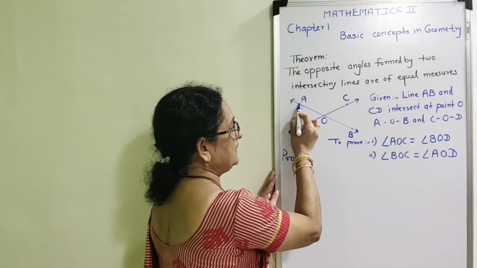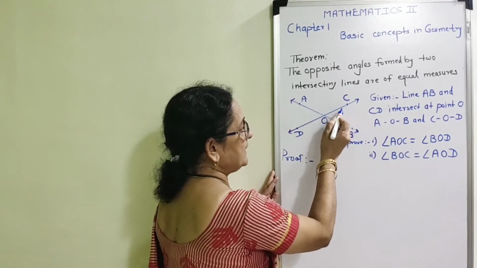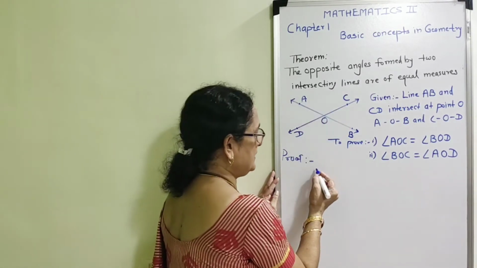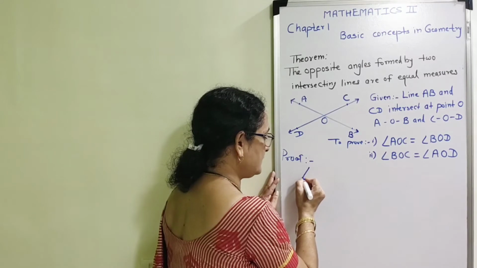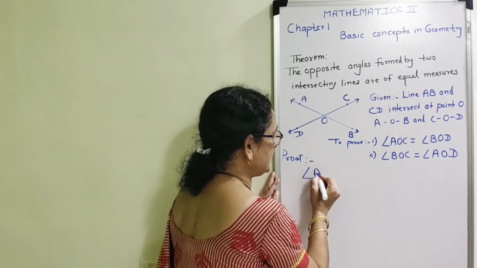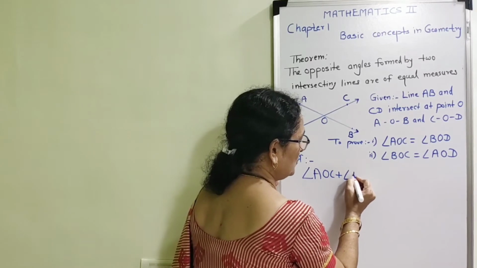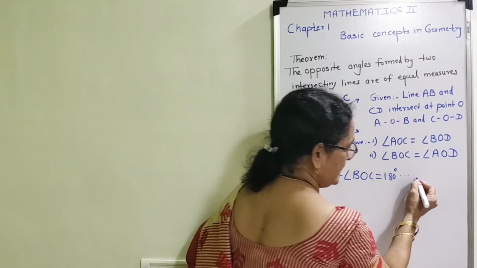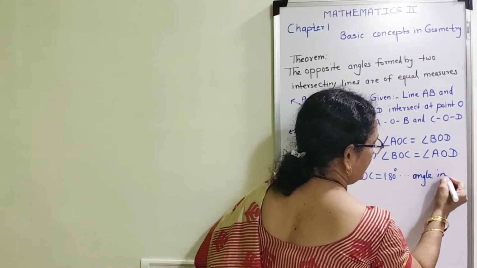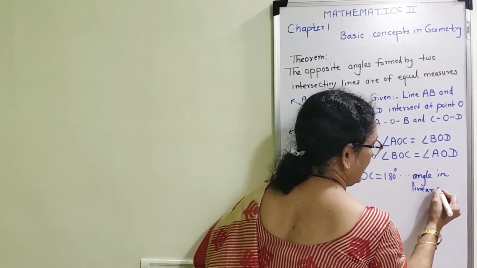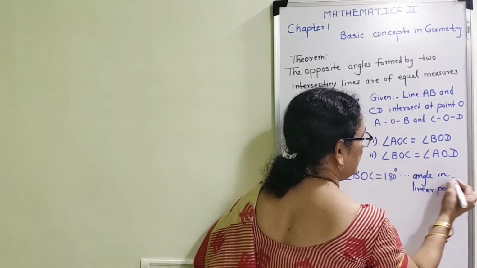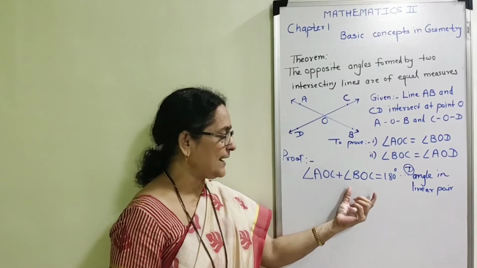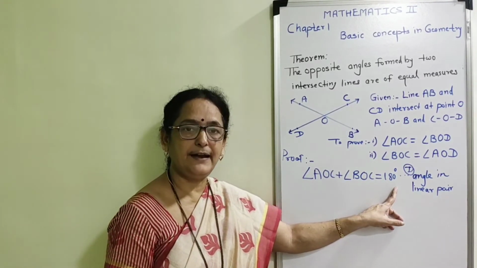Now I am using this property of angles in a linear pair. First I take angle AOC and second angle BOC. I have taken these two angles which are in a linear pair, and I express in notation that angle AOC plus angle BOC is equal to 180 degrees. The reason is: angles in a linear pair. I have already explained that we completed this property in 8th standard. The sum of measures of two angles in a linear pair is always 180 degrees.